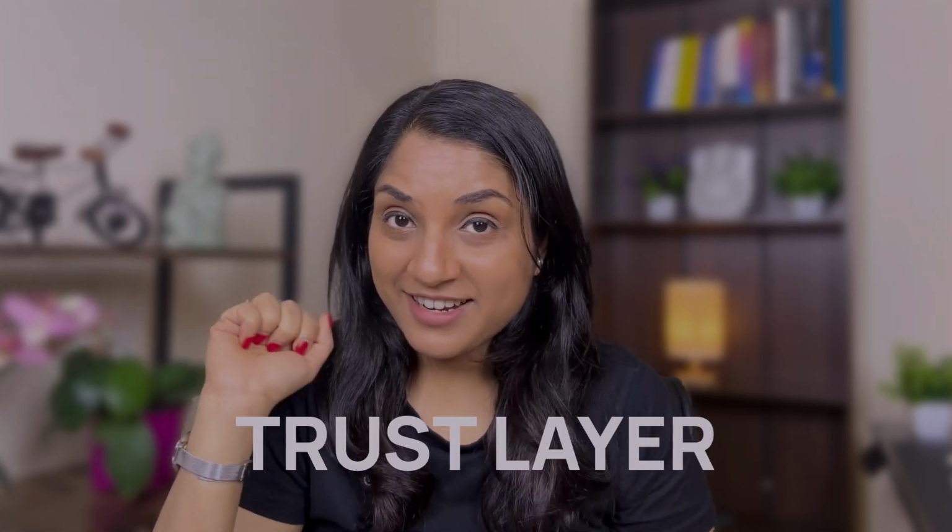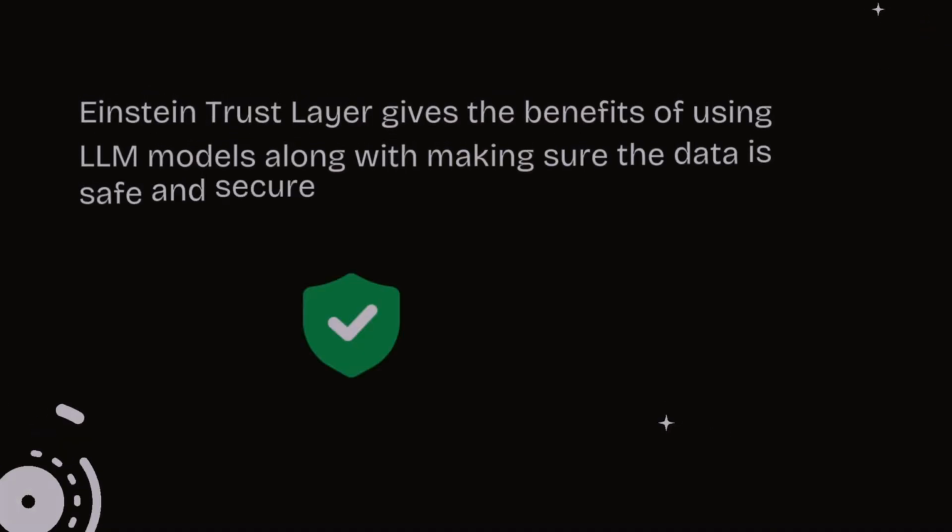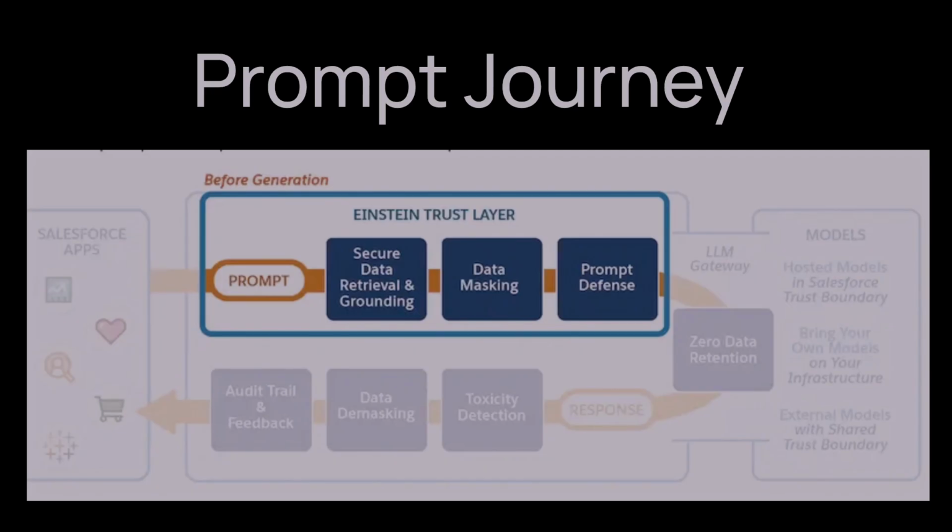The solution is Salesforce Einstein Trust Layer. Einstein Trust Layer gives the benefits of using LLM models along with making sure that the data is safe and secure. Whenever a prompt is created for an LLM model, before it actually reaches the LLM model, it goes through a series of necessary steps called the prompt journey. And when the response from the LLM is generated, it goes through a series of events before it actually reaches the Salesforce database. This process is called the response journey. All of this is done as part of the Einstein Trust Layer.